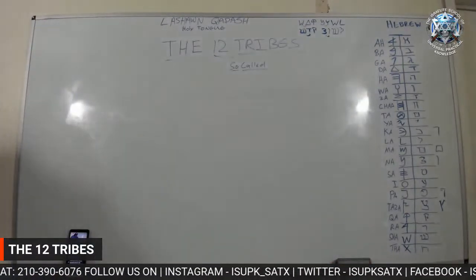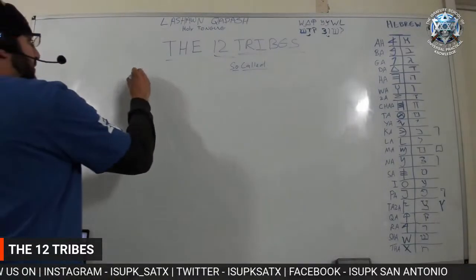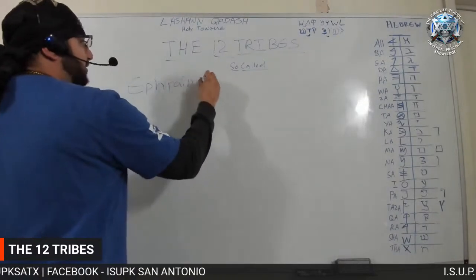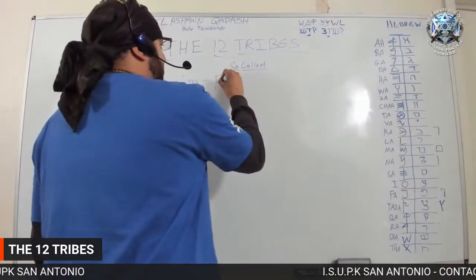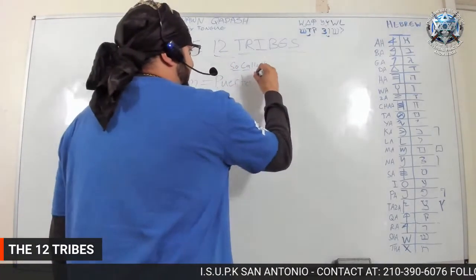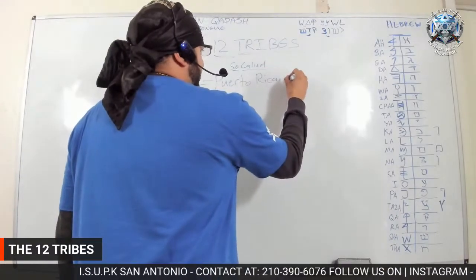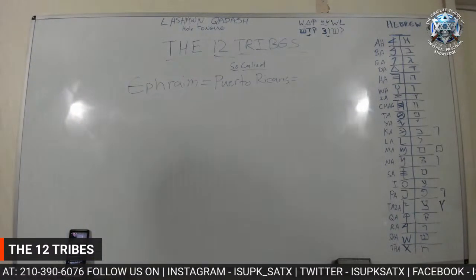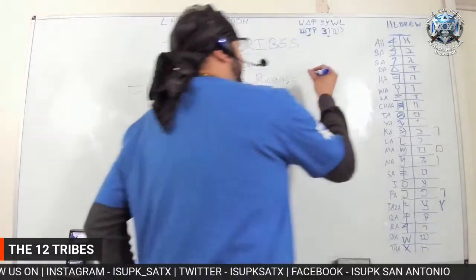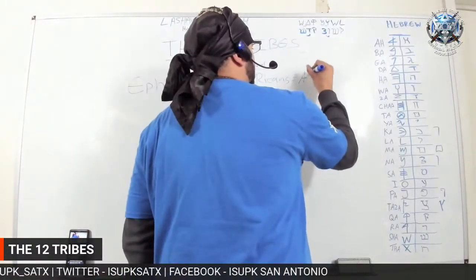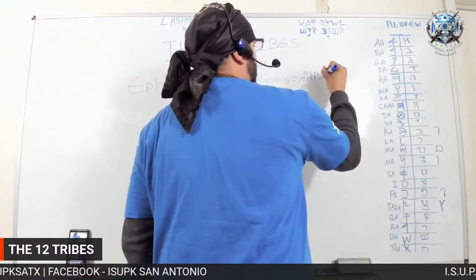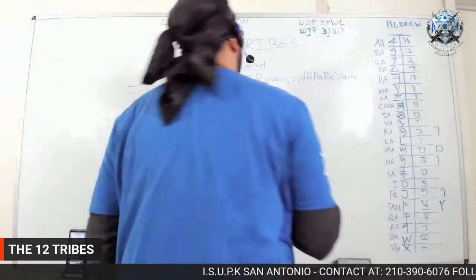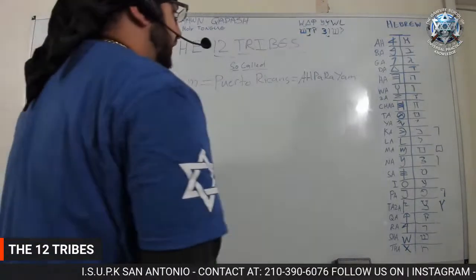Next tribe, Ephraim. So-called Puerto Ricans. Tribe of Ephraim in the ancient Hebrew is pronounced Ah, Pa, Ra, Yum. Aparayam. That's how you pronounce Ephraim in the ancient Hebrew.